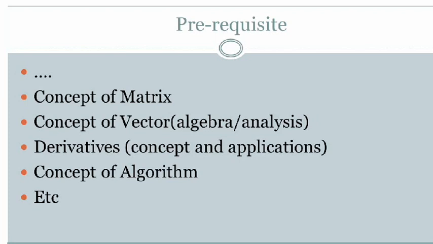Now for discussing the optimization methods, some prerequisite concepts are required. That is, although we have started from the concept of matrix, we should have the concept of set theory, some geometric concepts, algebra, etc. Then the concept of matrix is very much required. Concept of vector algebra, vector analysis, as well as vector space. That is, we have to calculate some eigenvalues and properties, those related to matrix and vector algebra.